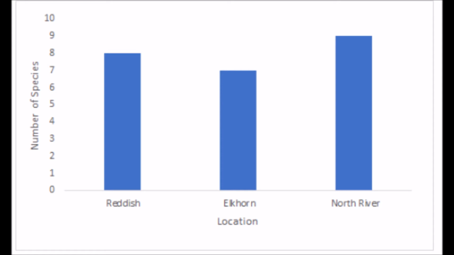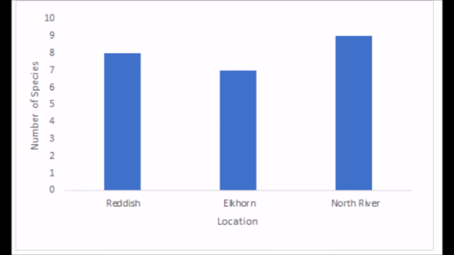Overall, in our results, we found that the biodiversity of the fungi was at its highest at the lowest elevation observed, the North River. However, the second highest total of mushrooms was found to be at our highest elevation, Reddish Knob. Our middle elevation, Elkhorn Lake, showed the least fungi diversity.